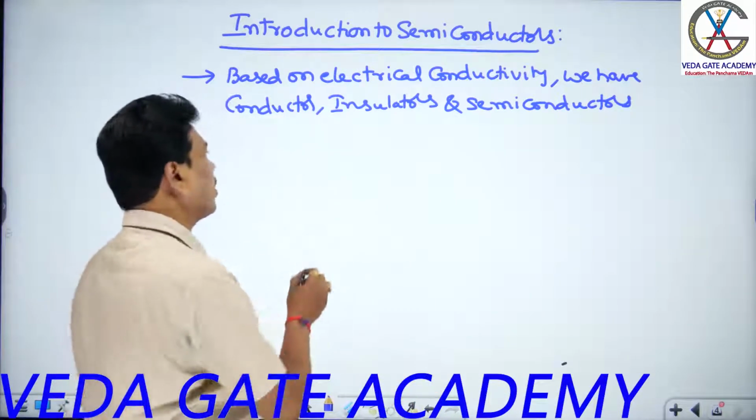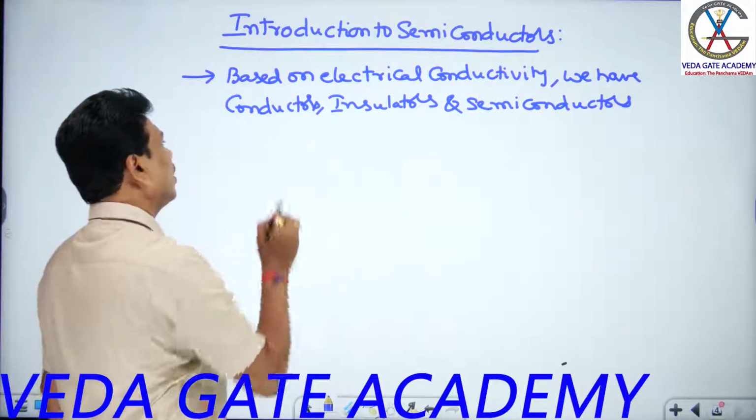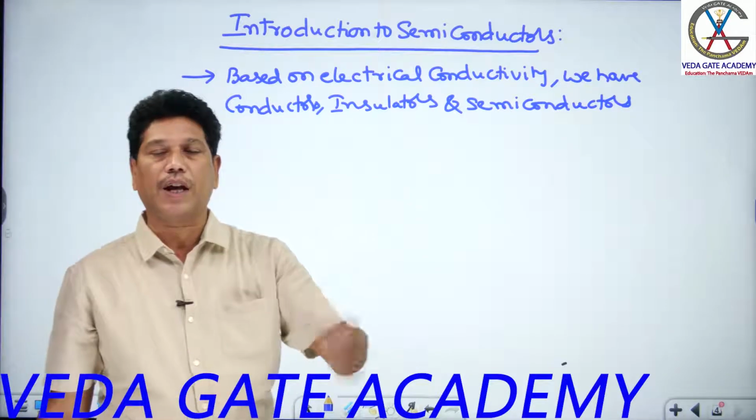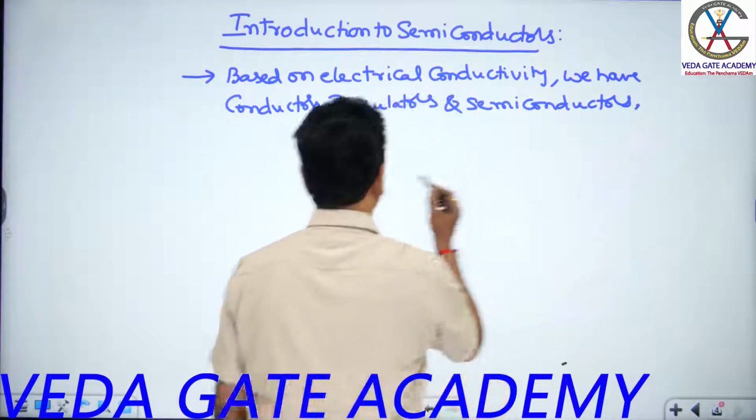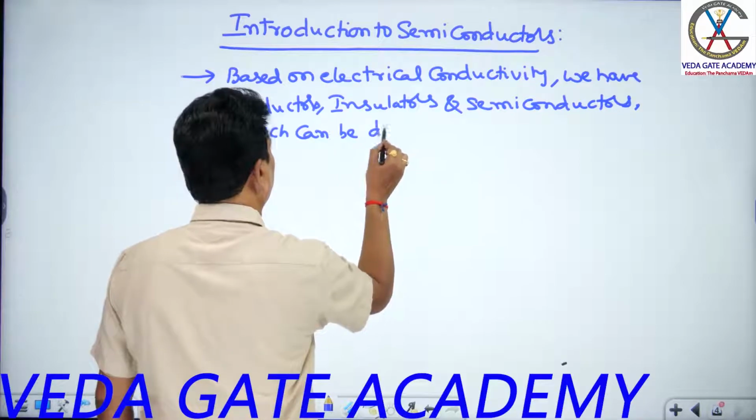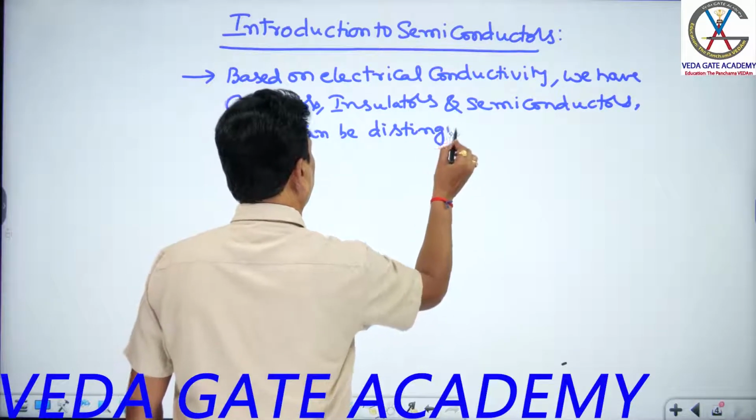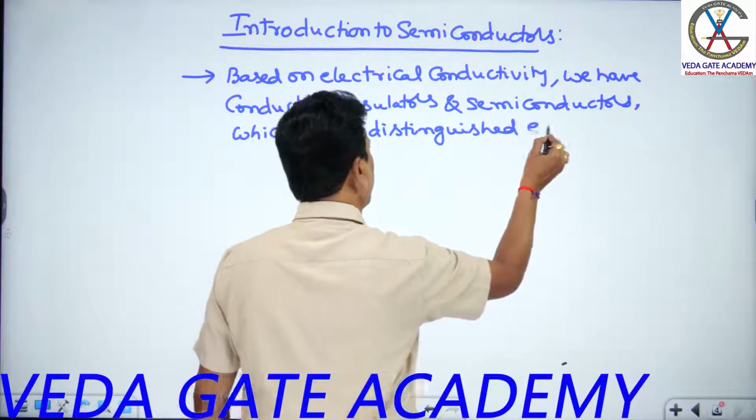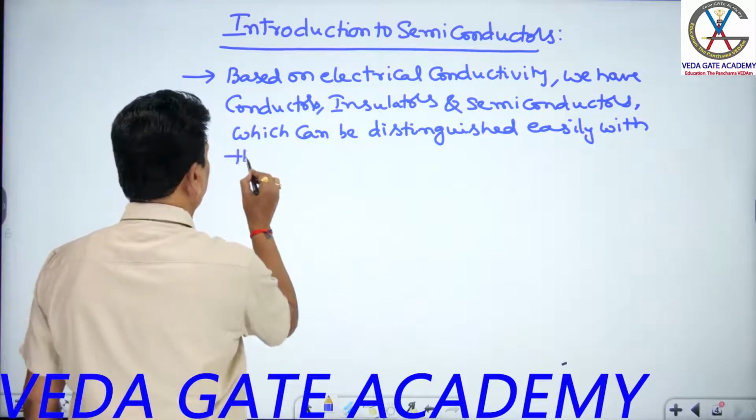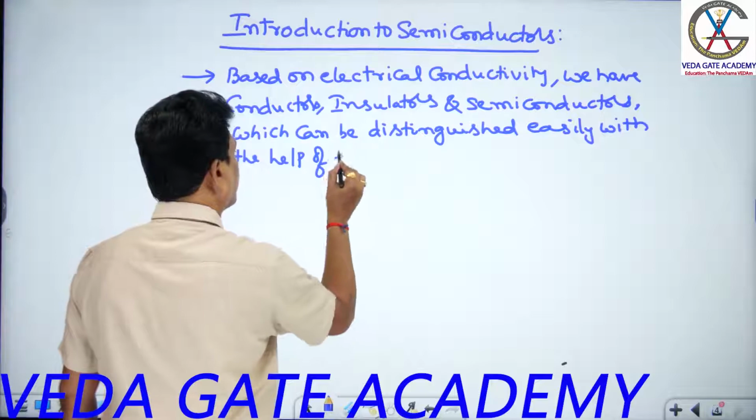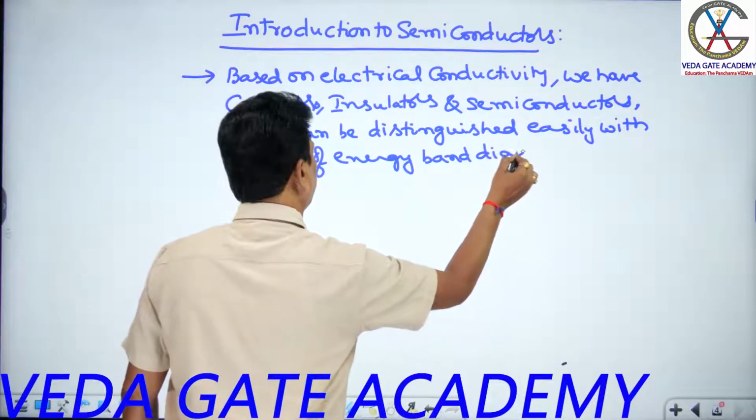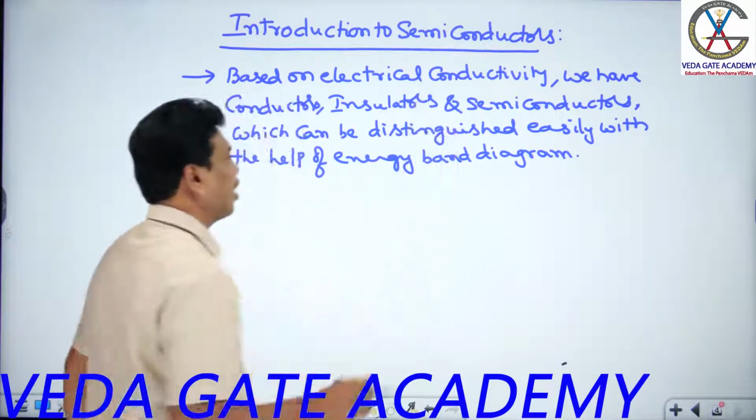Okay, conductors, insulators and semiconductors. These can usually be distinguished with the help of a band diagram, which can easily be done with the help of an energy band diagram, students.